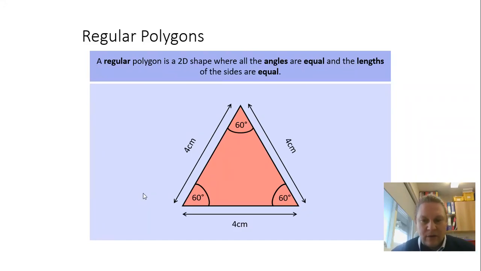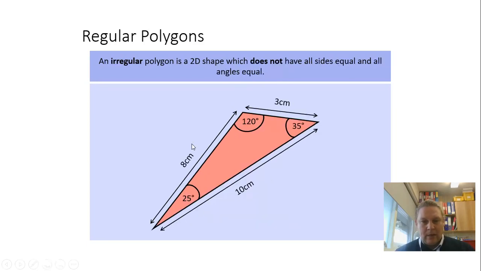This is another look at our triangle. When we've got these symbols here, we're just showing that that's the same angle. Okay, it's 60 degrees, 60 degrees, 60 degrees. 4 centimeters, 4 centimeters, 4 centimeters are all the same. So that's going to be a regular polygon rather than an irregular one.